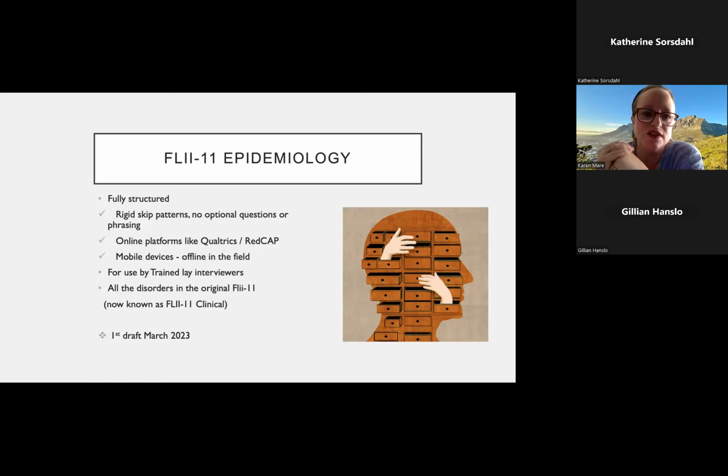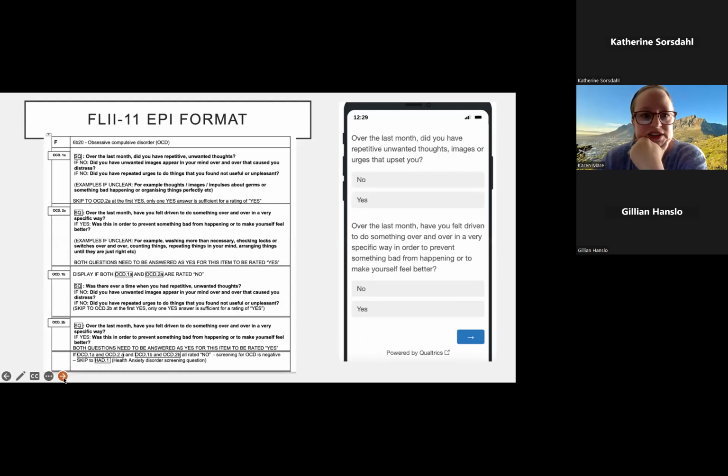And because this is much more prescriptive, it can be used by trained lay interviewers. So it covers all the disorders in the FLY-11, and the original is now known as the FLY-11 Clinical. And so this is what this looks like. It is on paper a lot longer because it's much more explicit, but it is not for use on paper probably. It's probably for use on something like a mobile device, as you can see on the right.